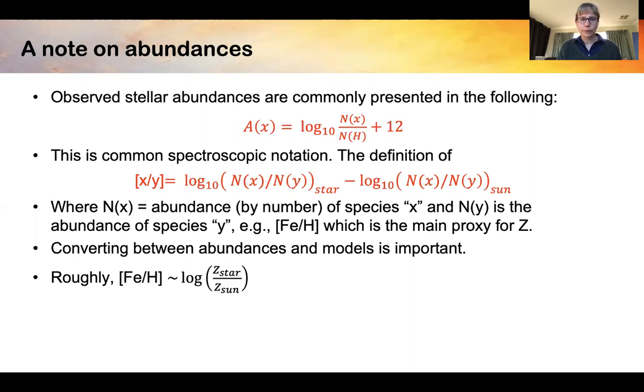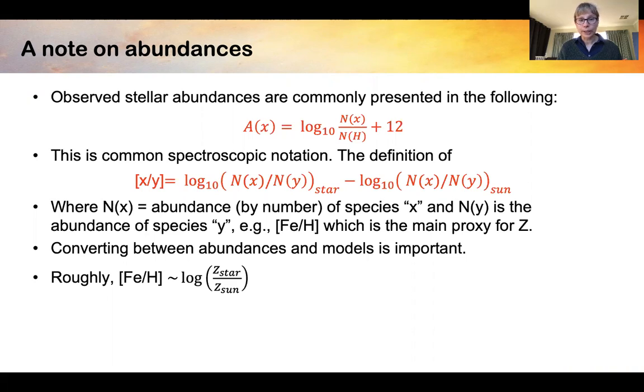From observations, abundances have a different notation. Often they're given in what we call stellar spectroscopic notation. So I've given the common notation in the two red equations. The first one is sometimes log epsilon or A notation, where you have the number abundance of some element divided by the number abundance of hydrogen.